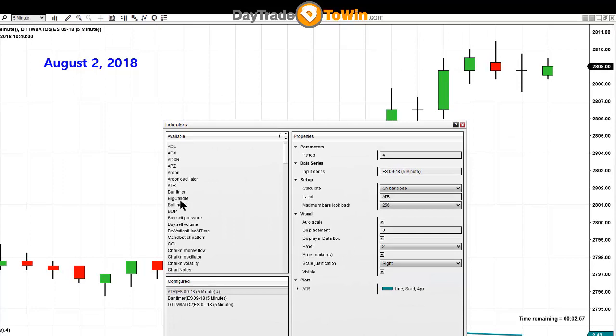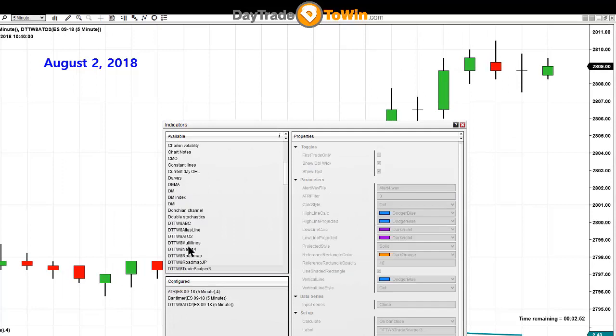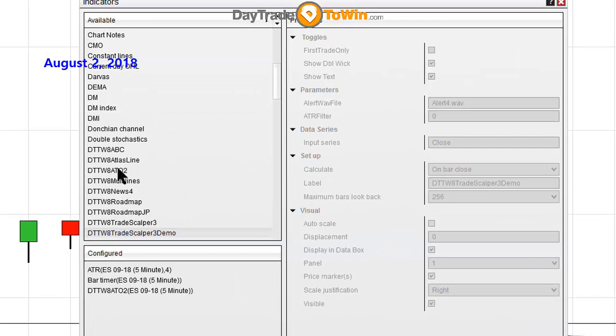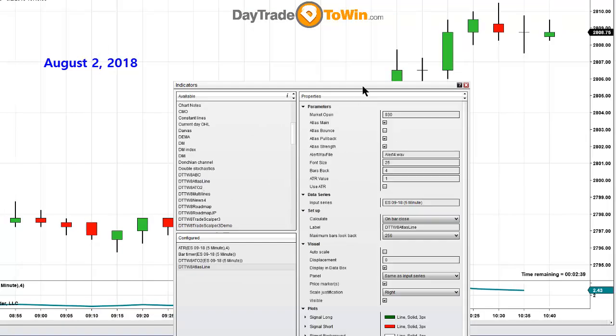If I come down to the DayTradeToWin suite of indicators, and these indicators that you're seeing here for DayTradeToWin are included with mentorship. I'm only going to show and describe the At the Open 2 as well as the Atlas Line. So I'm going to click here in the Atlas Line. Again, it's the same thing.